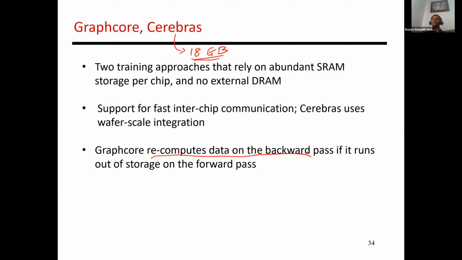Okay, so both of these works are essentially again putting together a large number of chips to do distributed training, and these two in particular are even kind of eschewing external DRAM and saying that the on-chip SRAM is so abundant that I can store my forward pass feature maps in that SRAM.